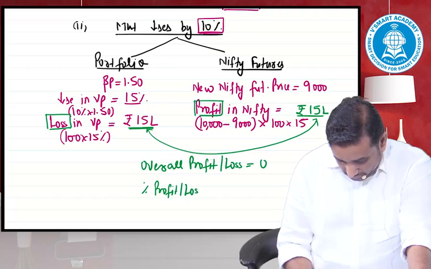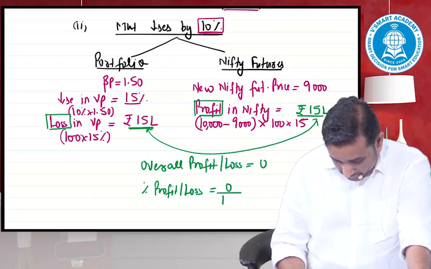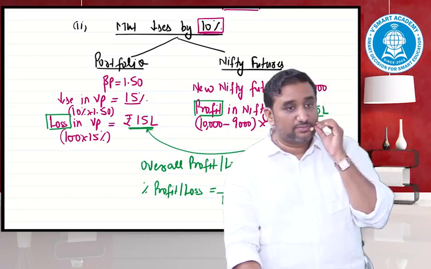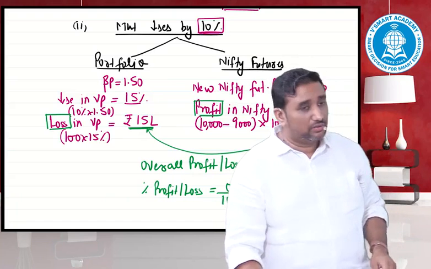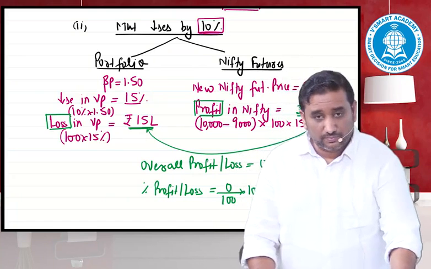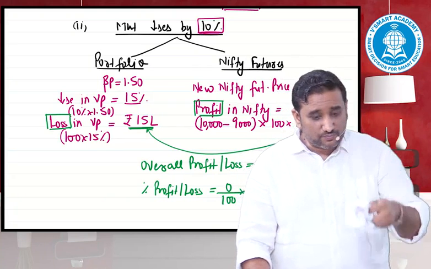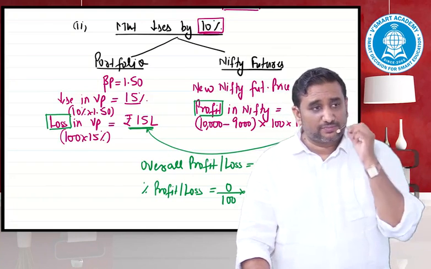profit or loss is equal to 0 divided by what? 100 into 100, which comes out 0%. Which comes out 0%. Now, how do you read beta of 1.5? Market changes by 10, you will change by?